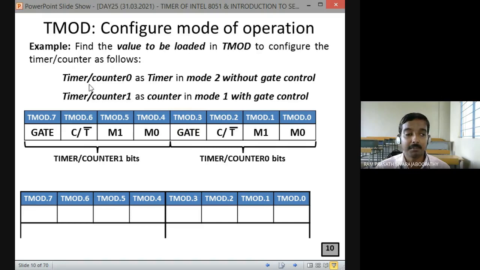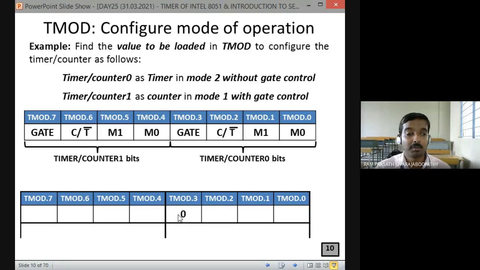To configure timer or counter 0, which of the 4 bits do I have to use? Lower 4 bits or upper 4 bits? Yes, bit number 3 to 0. Fine. We will go with bit number 3. What I have told? Without gate control. So what do you have to fill at Tmod point 3? The third bit of Tmod register, which is gate control. Enable? No. Yes, very good.